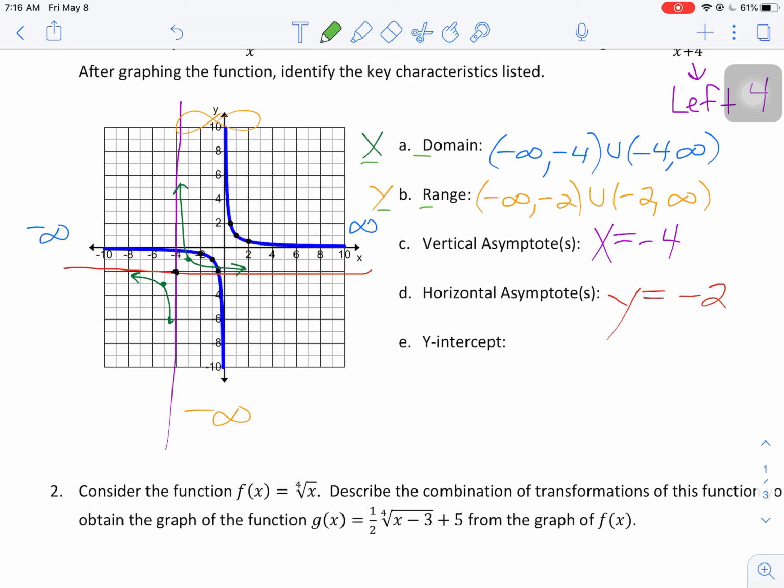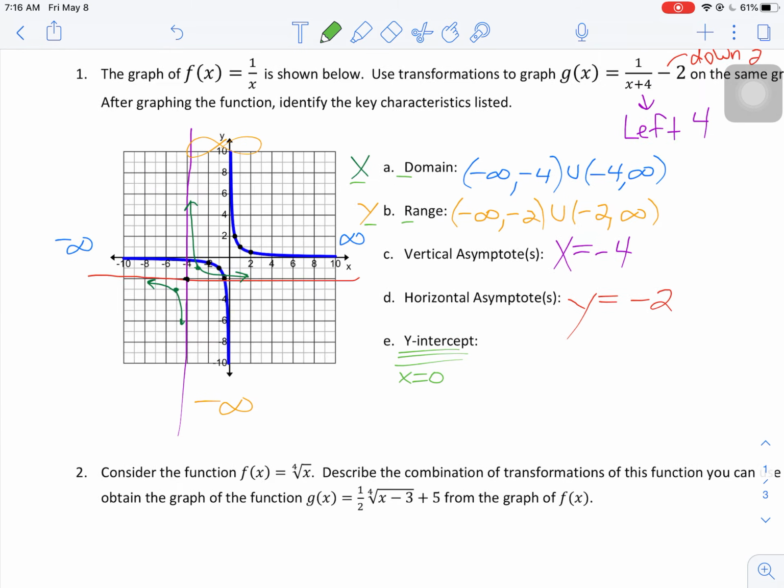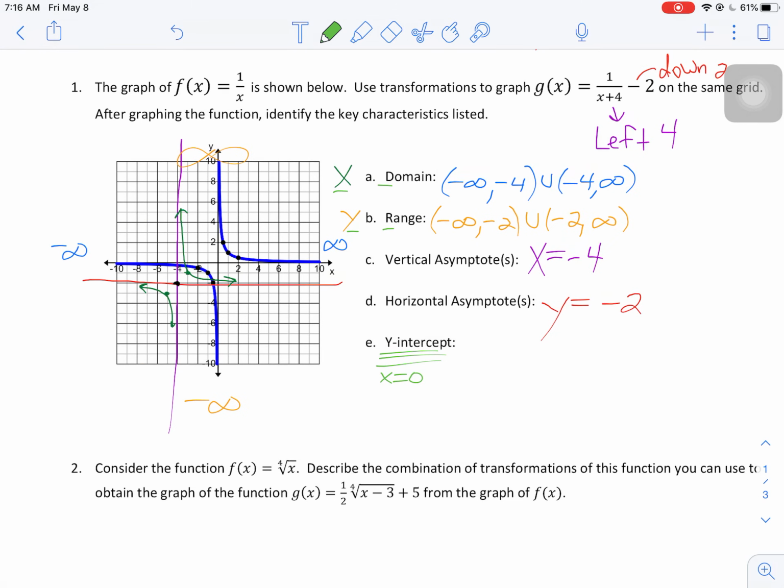For that last one, part E, if you're looking for a y-intercept, it means you have to be on the y-axis. So if you're on the y-axis, you haven't moved left, you haven't moved right, so x has to be 0. So I'm going to take my original equation for g of x, and wherever I see an x, I'm going to plug in a 0. So like this.